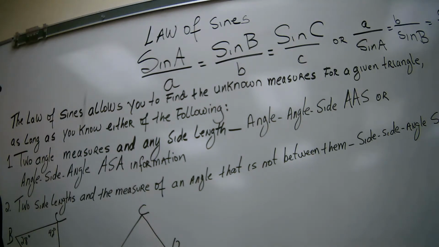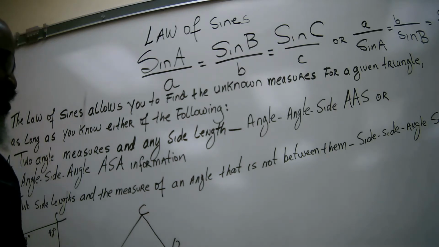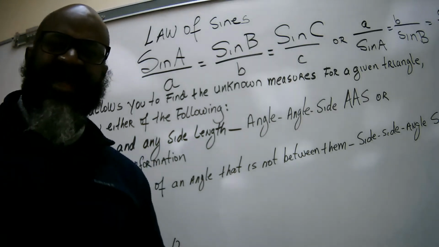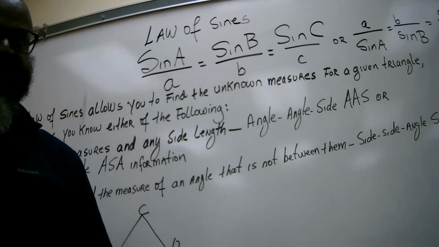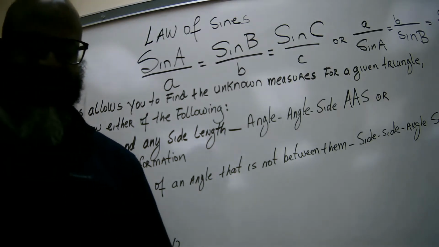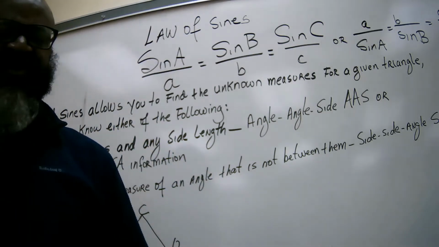When using the law of sines, there are two situations where you can use it. Either you are given angle-side-angle, or you are given two lengths and an angle that is not between those two sides, which is side-side-angle. So mainly use the law of sines when you have angle-side-angle or angle-angle-side. And remember, in any triangle, if you know two angles, you can always find the third angle.